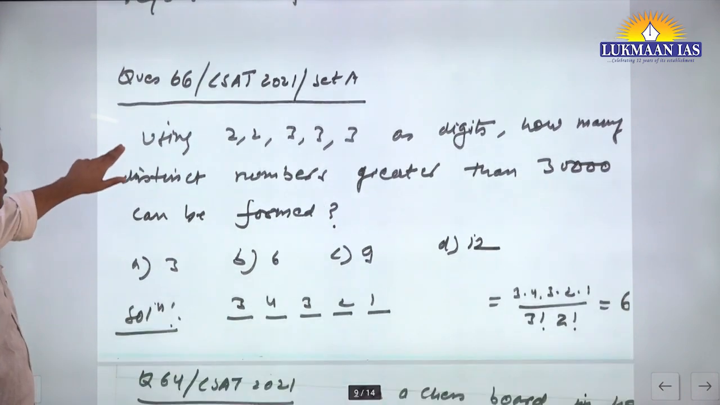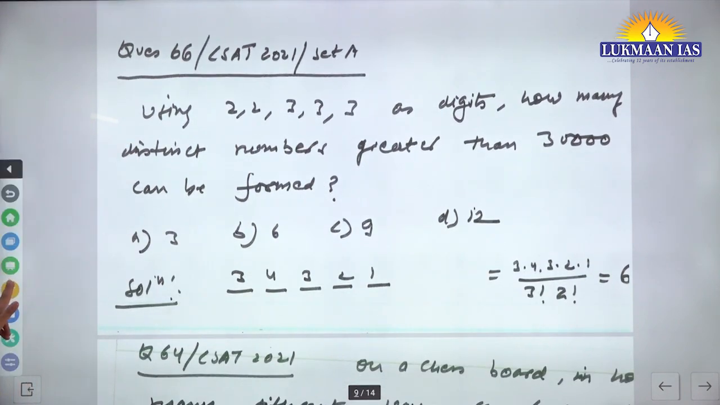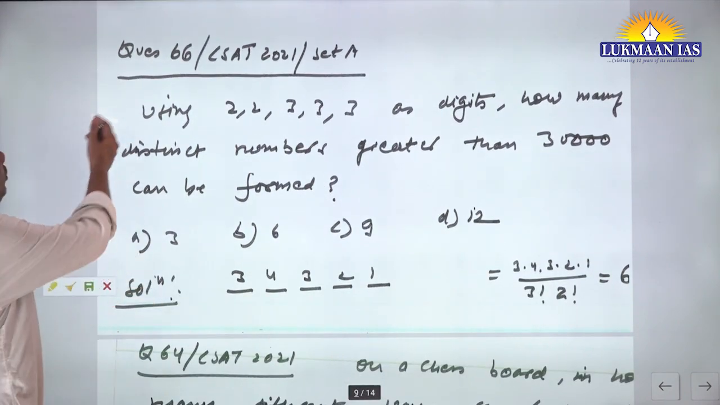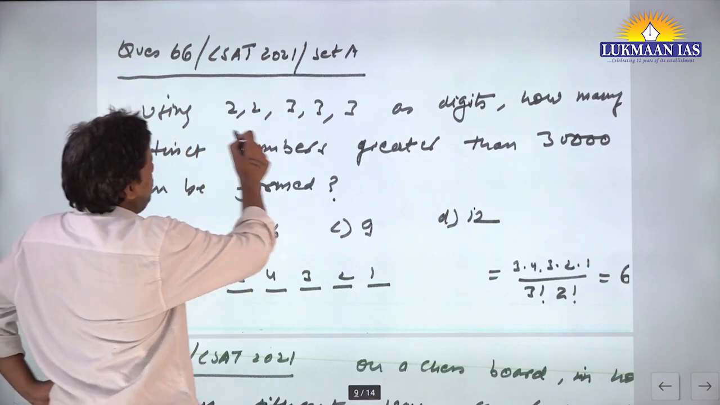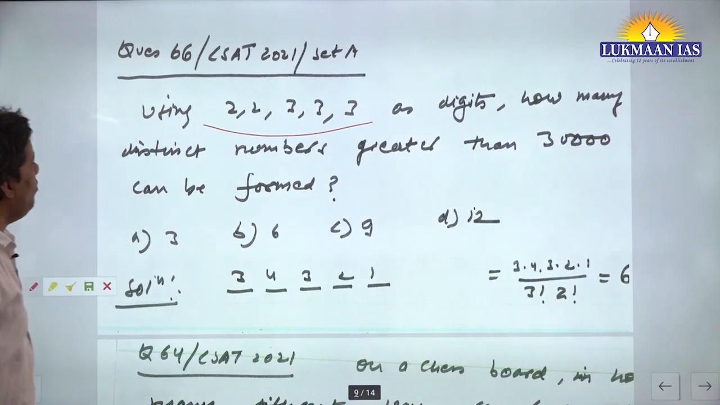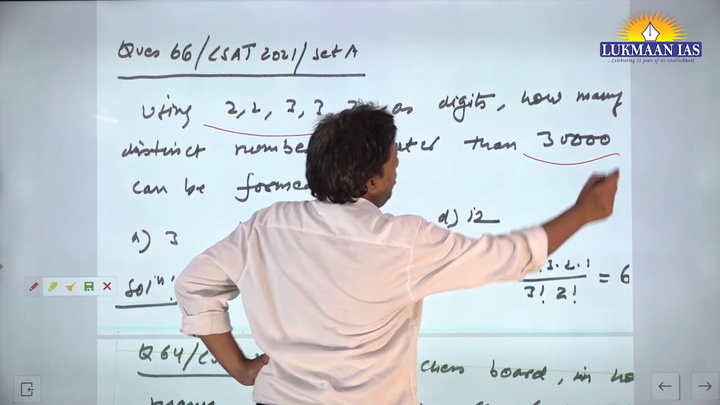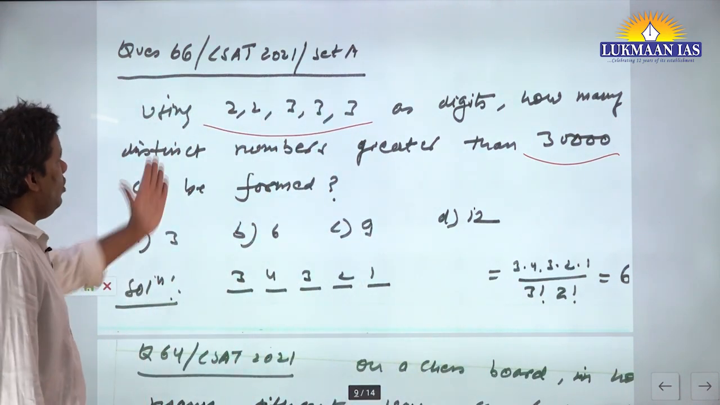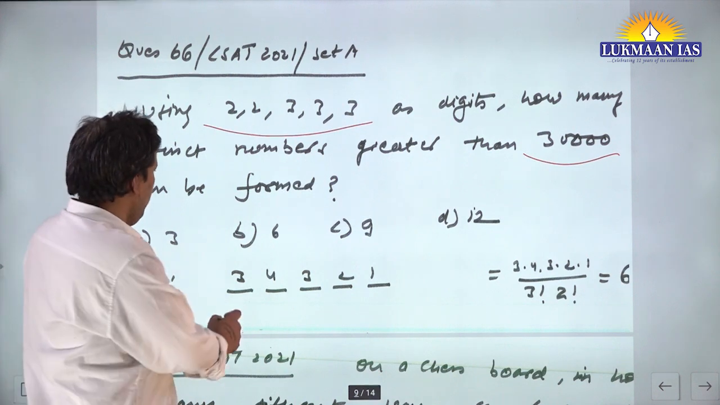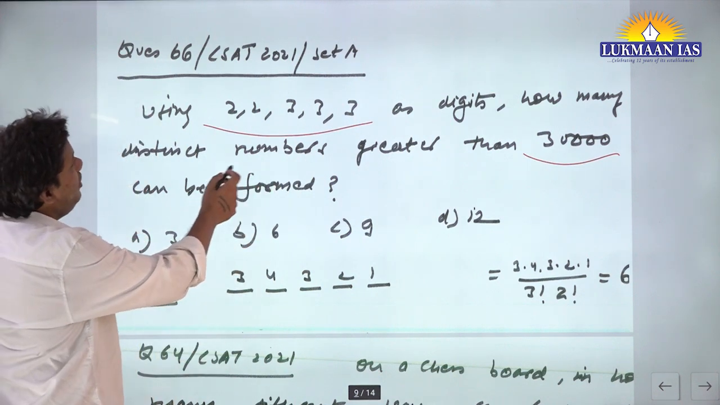Let's say this question, suppose now you know counting. इस क्वेश्चन में क्या है? ये क्वेश्चन नंबर 26 था CSET में, SAT में. Using this one, 2, 3, how many distinct numbers greater than 30,000 can be formed? Okay, greater than 30,000, right? So first place पे क्या होगा? 3 हो सकता है. तो आपको कितना डिजिट बनाना है? कितनी डिजिट है? 5 डिजिट है.